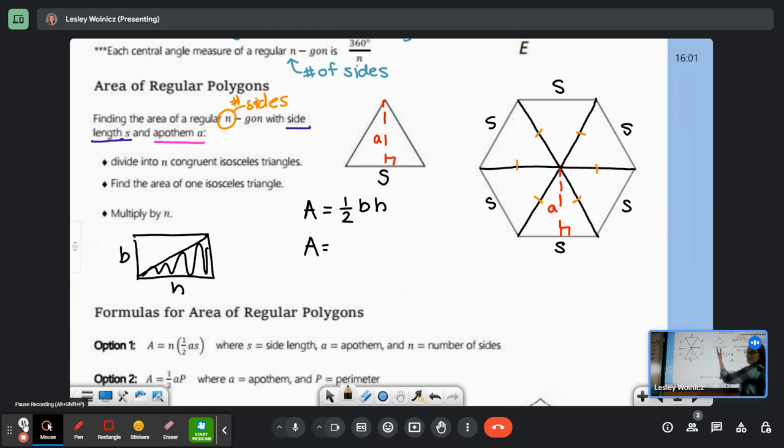Yeah, it's S. It's whatever S is. So it's going to be 1/2 times S, and then what's the height? So the base is the S, the apothem is the height. Okay. So that will give us the area of one of these little baby triangles.